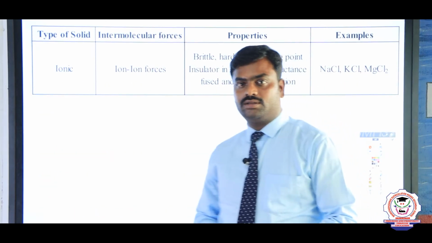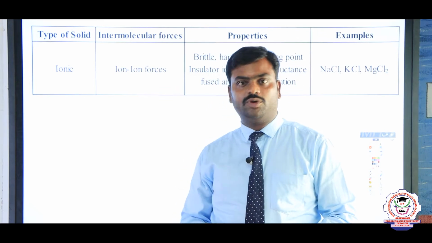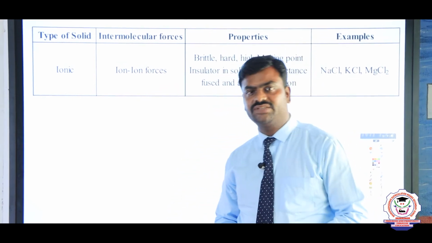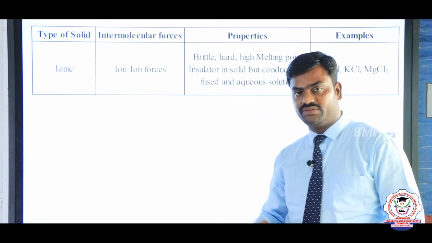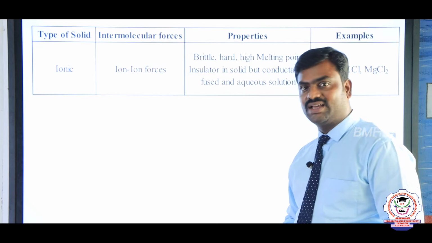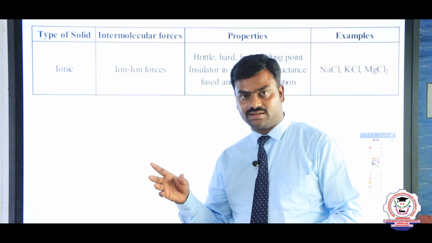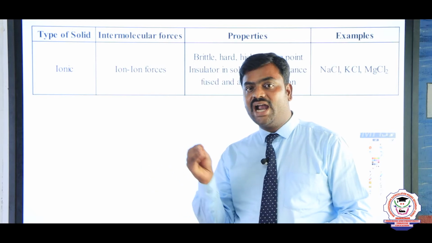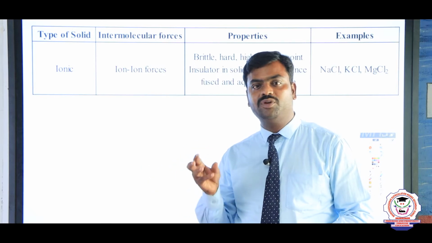Anyhow, we are getting into more detail about crystalline solids. The crystalline solids are classified into four categories. The first one is the ionic crystal. What is an ionic crystal? An ionic crystal is made up of ionic forces acting between oppositely charged ions.